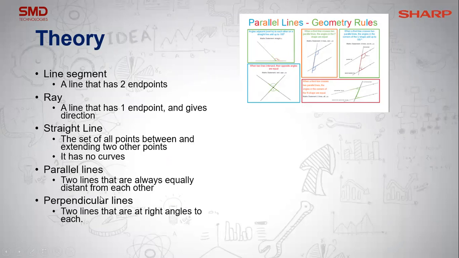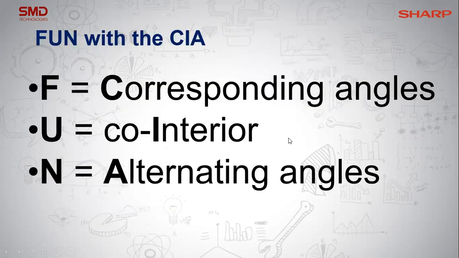So of course, remember your theory. A line segment has 2 endpoints. A ray has 1 endpoint and has an arrow, so it gives direction. A straight line is a set of all points. It has no curves, it always is 180 degrees. Parallel lines are 2 lines that are always equally distant from each other, so they will never ever meet or touch. And perpendicular lines are 2 lines that are at right angles to each other.